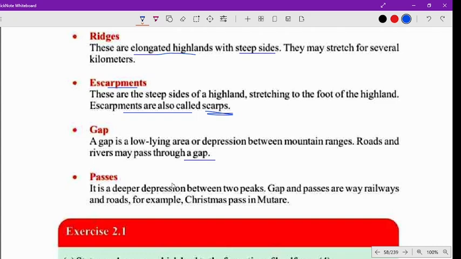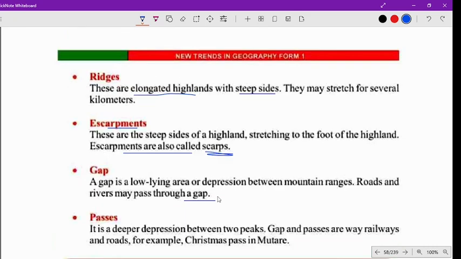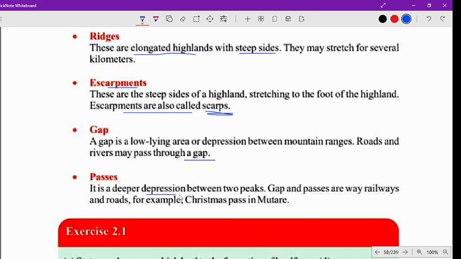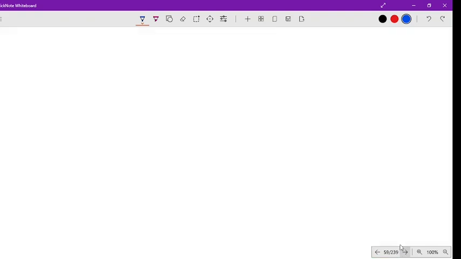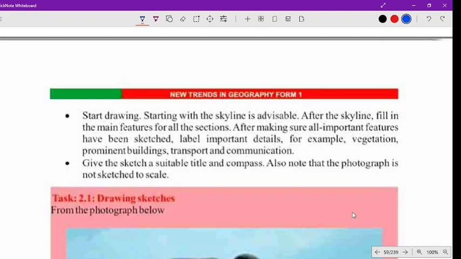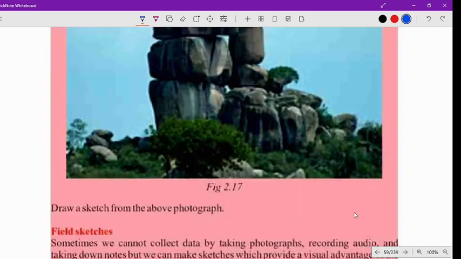Lastly, passes. It is a deeper depression between two peaks. Gaps and passes are where railways and roads are built. So we have got the Christmas Pass in Mutare, which is a depression between two peaks, and this is where mostly our roads have been developed along.